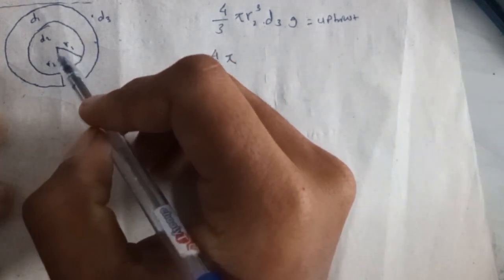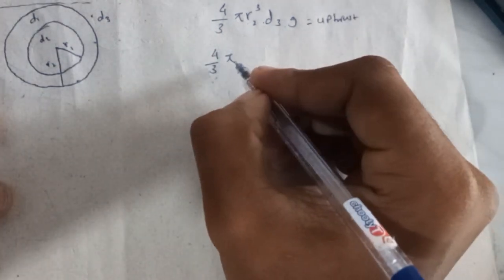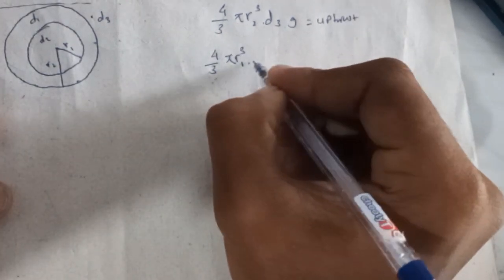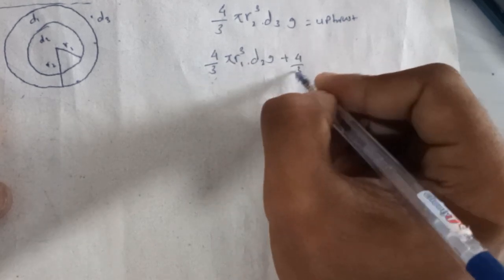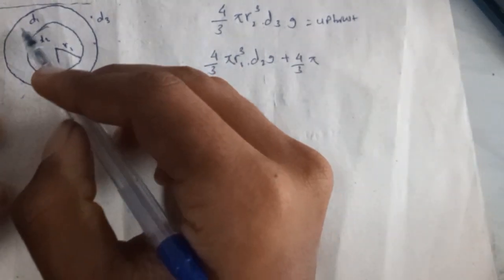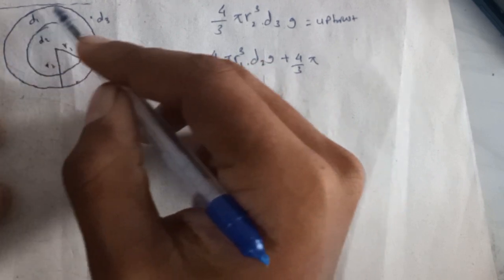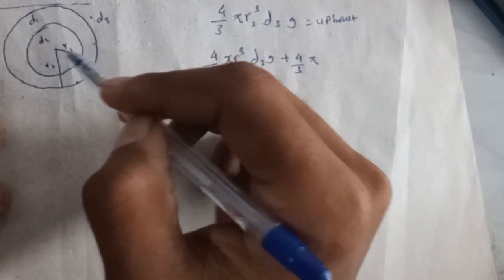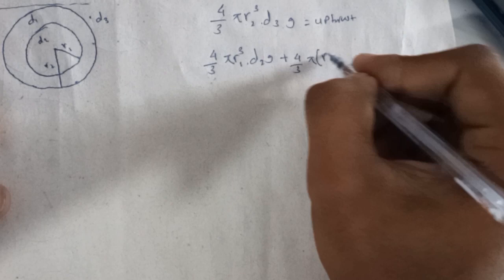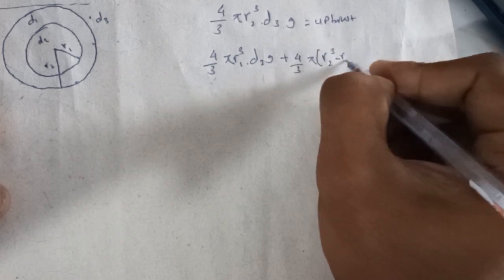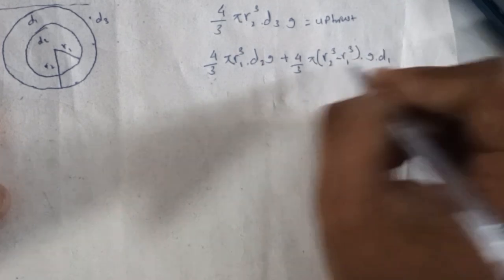Now if you understand, d2 is present inside a radius of r1, so r1 cube times d2 g plus 4 by 3 pi. Now the volume of the liquid present in here is going to be the subtraction of the entire volume of r2 cube minus the volume of r1 cube. So 4 by 3 pi, r2 cube minus r1 cube, right? So this is going to be the weight.